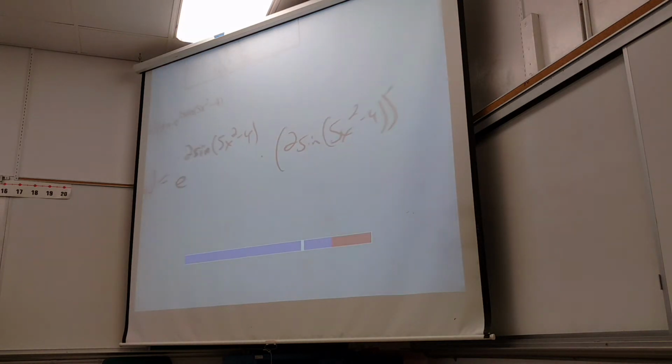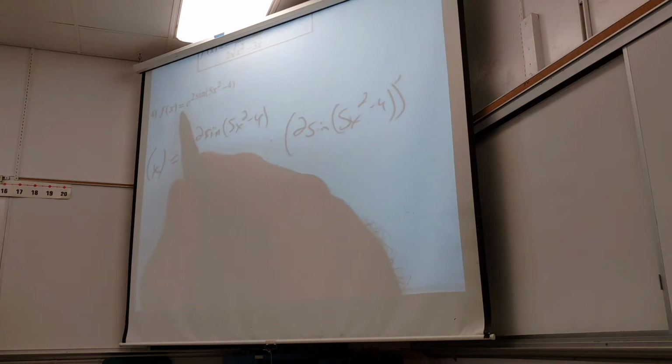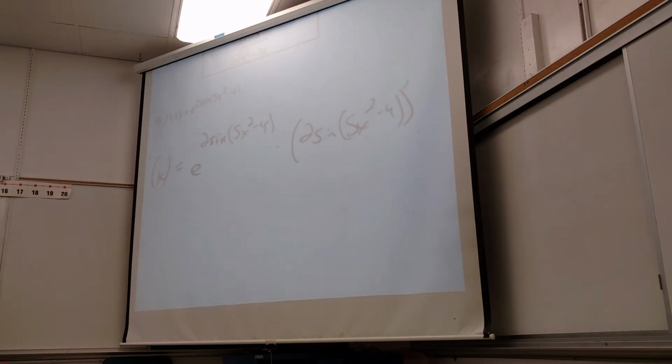So the rule for e is it's itself, but then the inside function gets its own term. It's very similar to product rule where you give each one its own term, but there it's addition because they're separate already. This one is inside the other one.